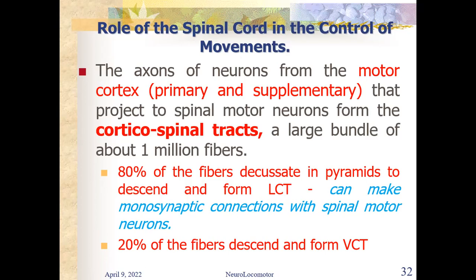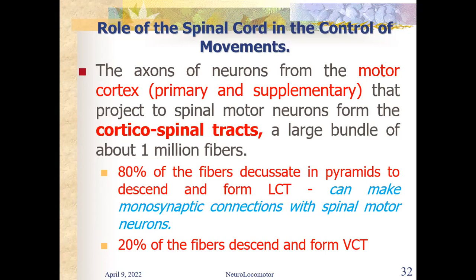So the axons of neurons from the motor cortex, these are the direct pathways now. Axons of neurons from the motor cortex, primary and supplementary motor cortex, that project to the spinal motor neurons form the corticospinal tracts, which are the direct pathways. Remember, we have the corticospinal tract and the corticobulbar tracts. A large bundle of about 1 million fibers descend. 80% of the fibers, as they descend in the corticospinal tract, decussate at the level of the pyramids.